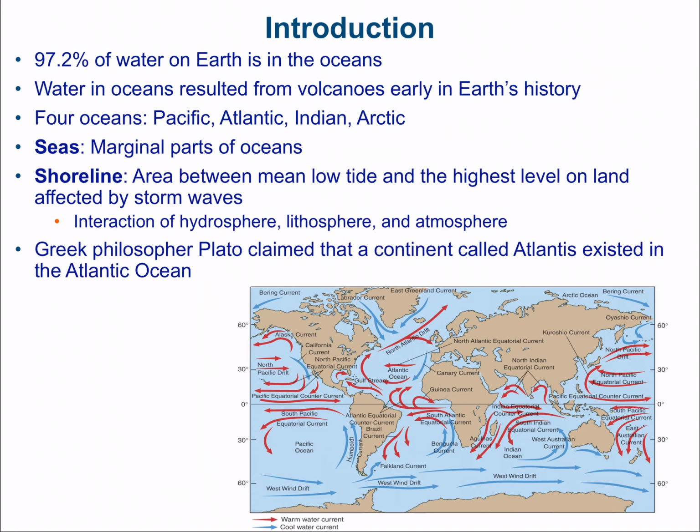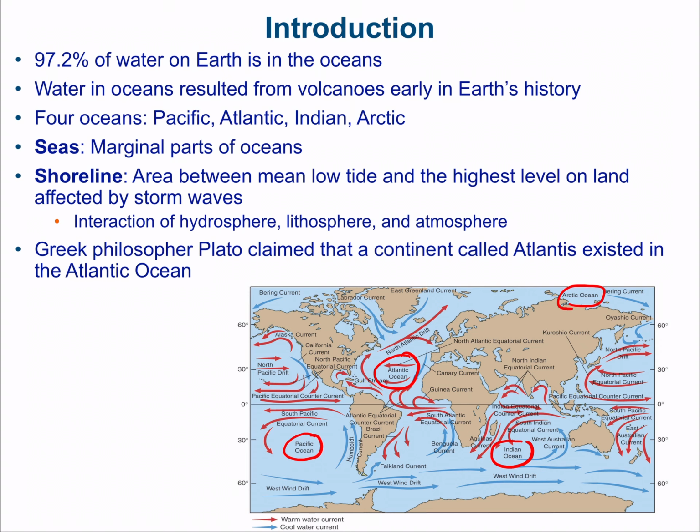Now, we've talked about the distribution of water on the earth, and we do know that most of it is in the oceans, 97.2%, and that water resulted from volcanoes early in the Earth's history. We have 4 oceans. We have our Pacific Ocean, we have our Atlantic Ocean, we have our Indian Ocean, as well as our Arctic Ocean.